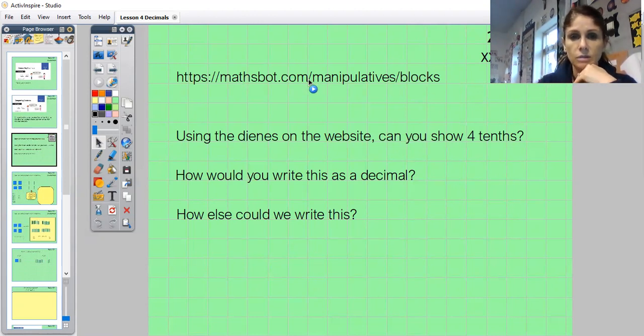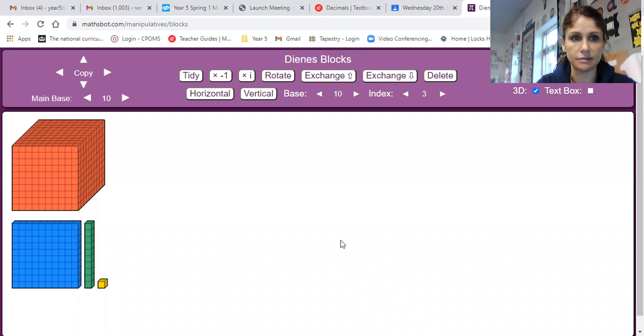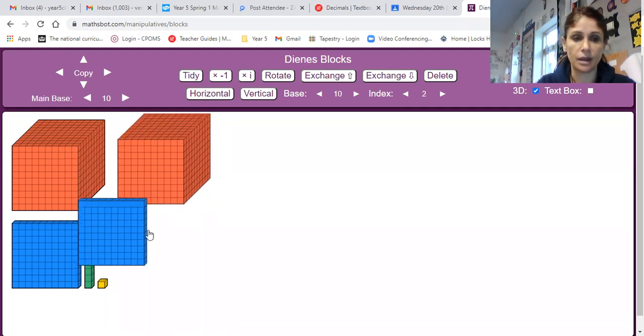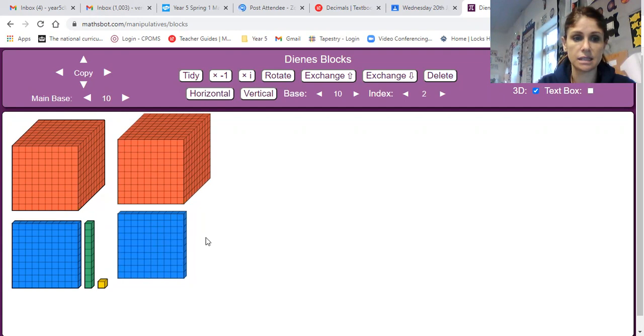So if you go on that link on Tapestry, it will take you onto this page. I'm just going to share this page with you. Okay, so it looks like this. MathSpot's manipulative blocks. So this gives you obviously your Dienes blocks. We've got here a thousands block, a hundreds, a tens, and a ones.